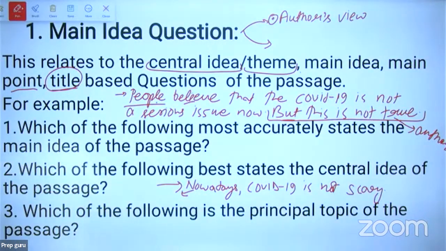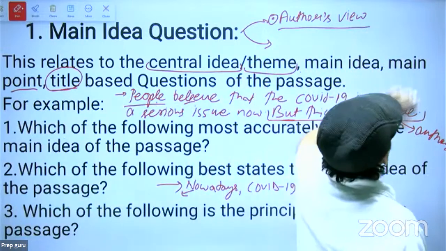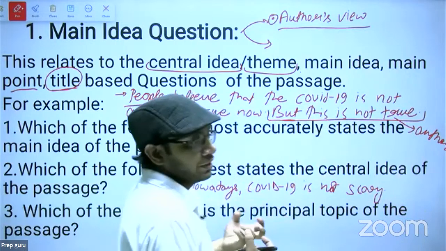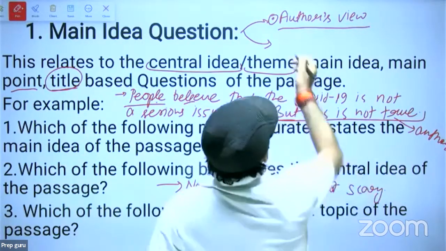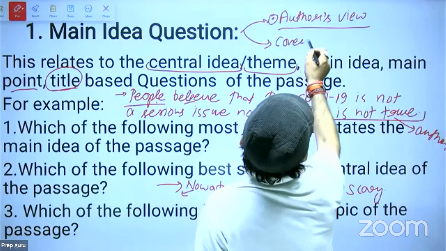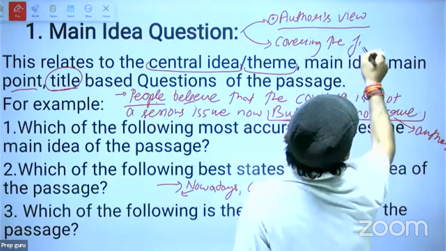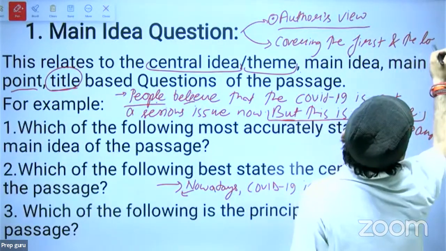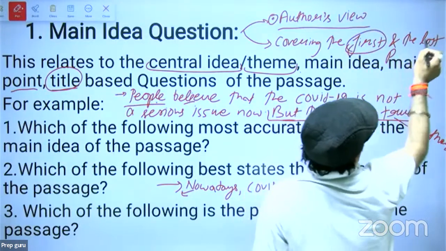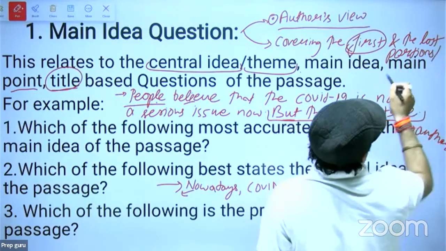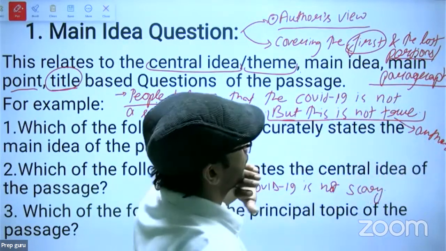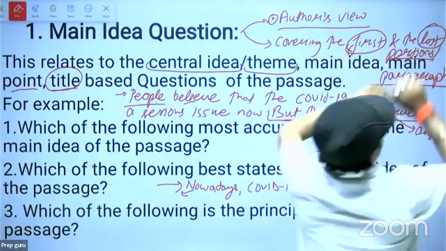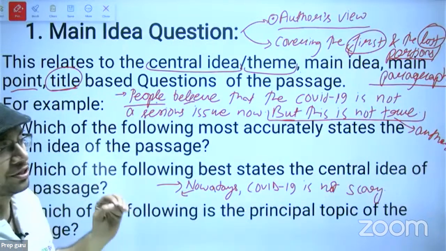No. Now, if we say that the author's view is a must thing in the central idea, what is the second important thing which must be sought, or which must be there in the answer of central idea or theme? It must cover the first and the last portions or paragraph. Kindly write this down. It must cover the gist or crux of the first and the last portions.